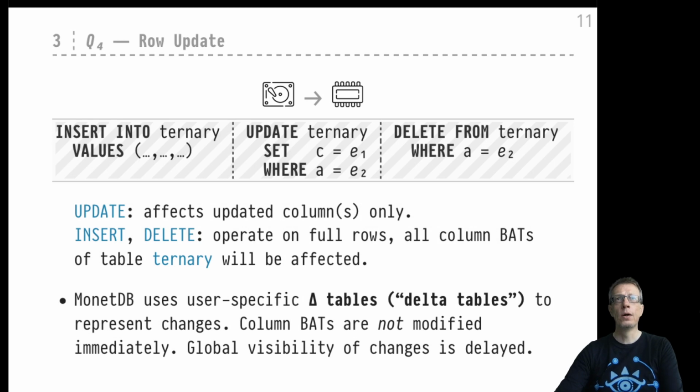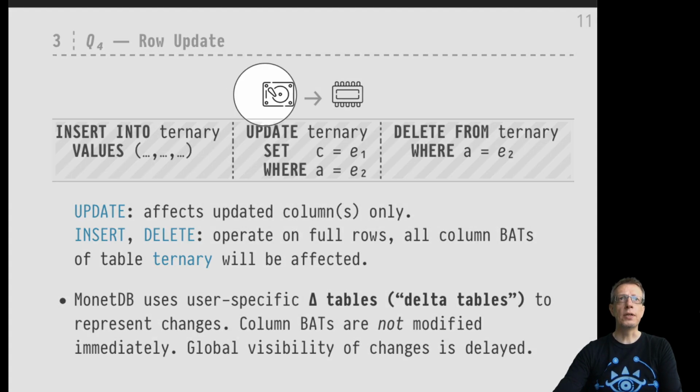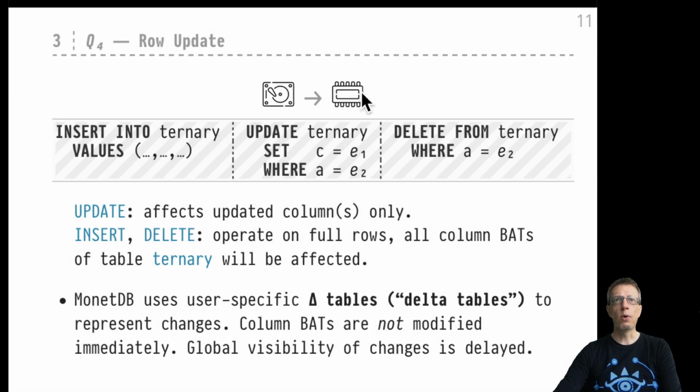Okay, so welcome back everyone to our continuation of the discussion of row updates in relational database systems. All right, and it's that time again. It's the change from the disk-based PostgreSQL to the main memory-based MonetDB system. Let's see how MonetDB implements row updates.